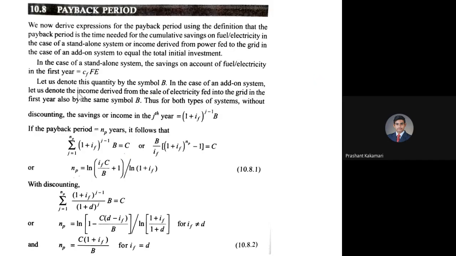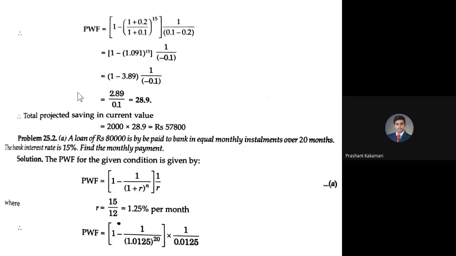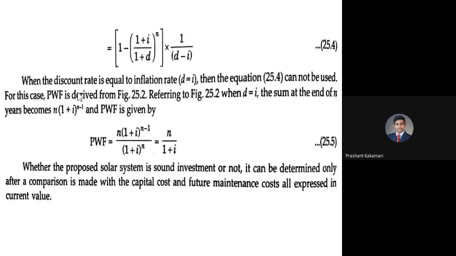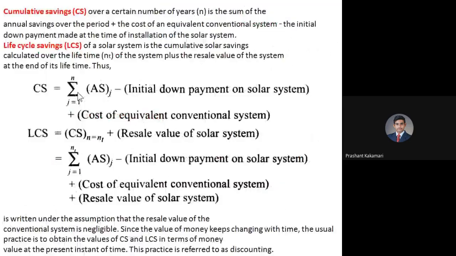So once the payback period crosses that net zero, then we are talking about life cycle costs or life cycle savings. For a given total, over the lifetime period of the system, it is the cumulative solar savings calculated over the lifetime. Lifetime means 25 years or 30 years, whatever the total years of the system, plus the resale value of the system.